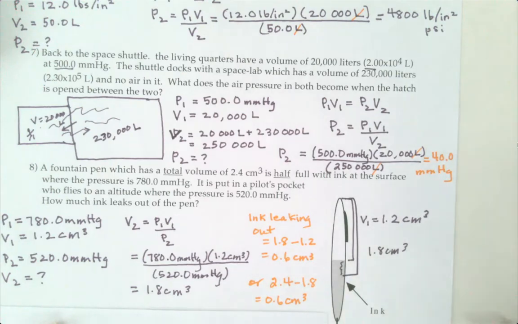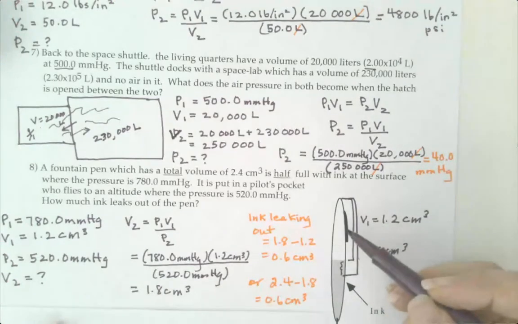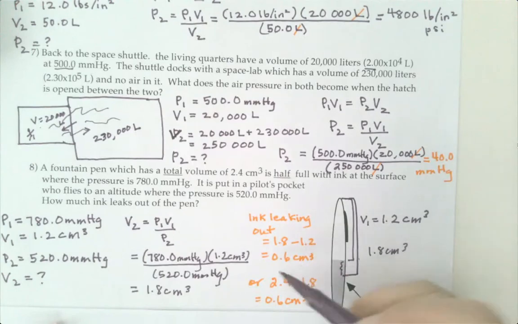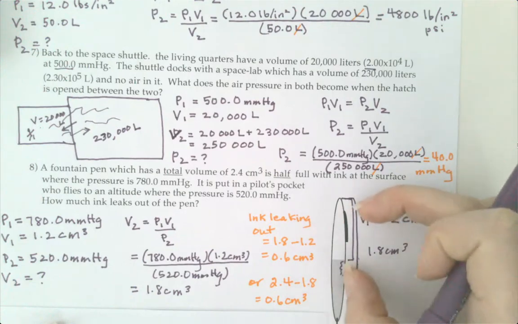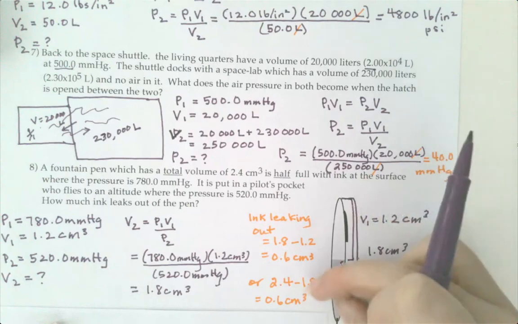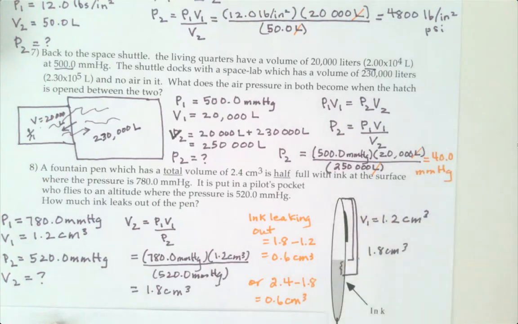How do I figure that out? Well, I know that if I expanded to 1.8 and it originally had 1.2, I subtract the two and you get 0.6 centimeters cubed. Or you could think of it another way. If you look at the total volume of the pen and how much gas occupies the pen now, you can subtract and you'll get 0.6 centimeters cubed. So those are some explanations for the entire Boyle's law problem set.